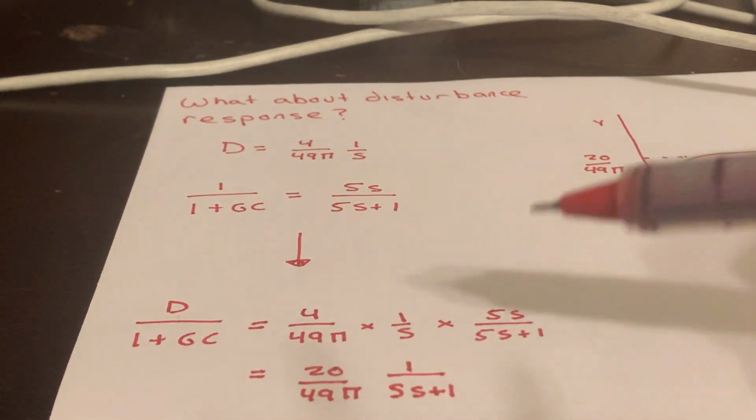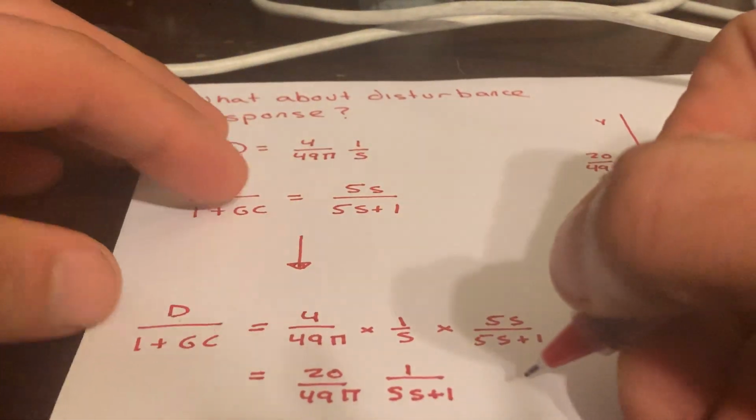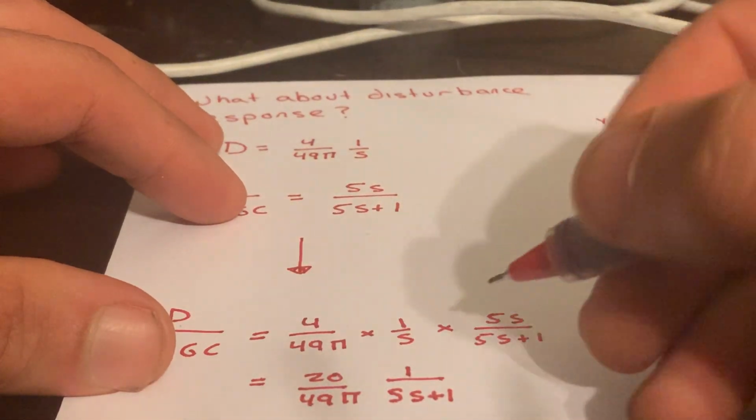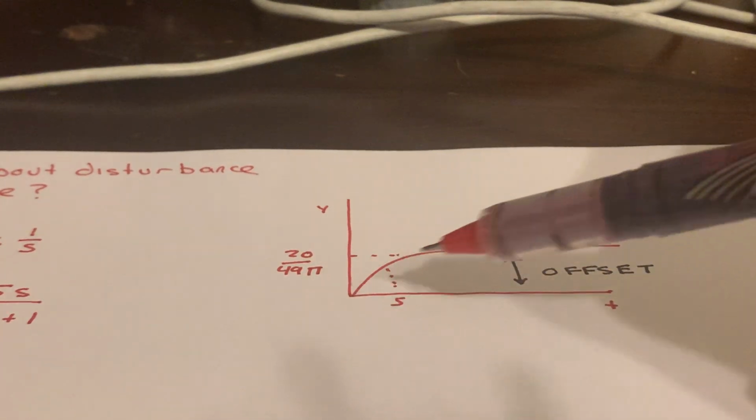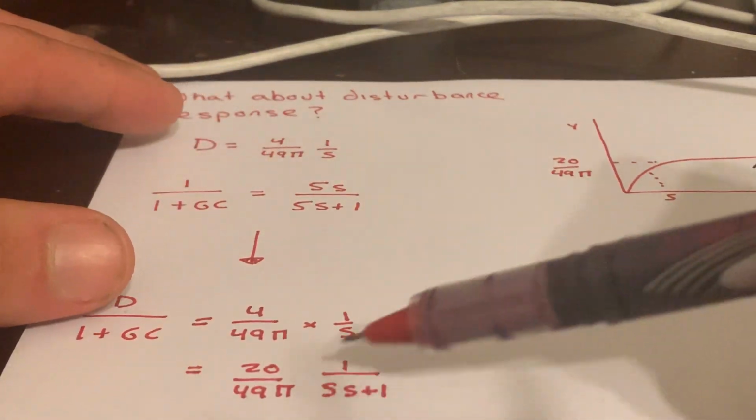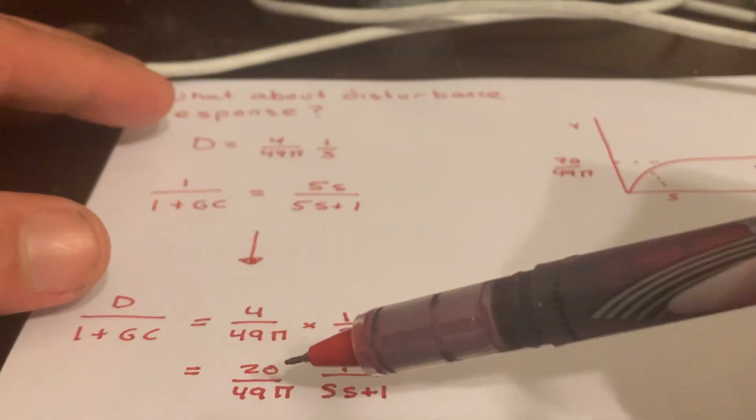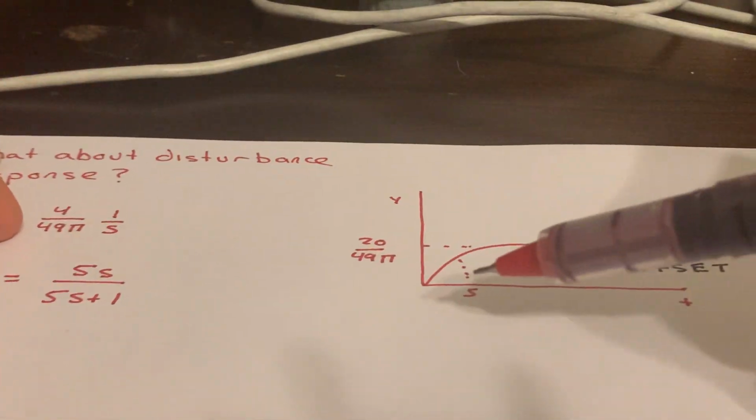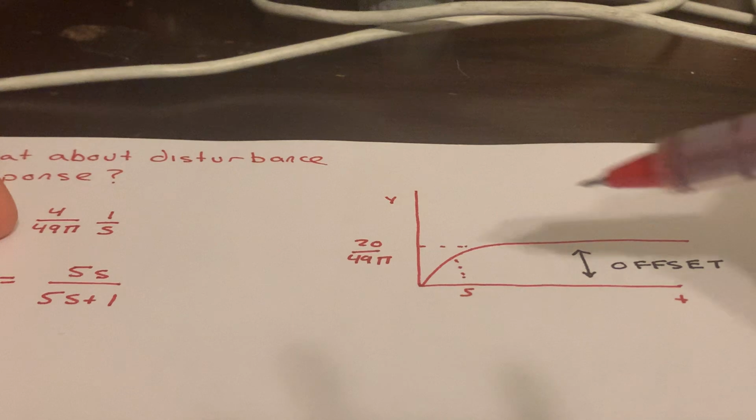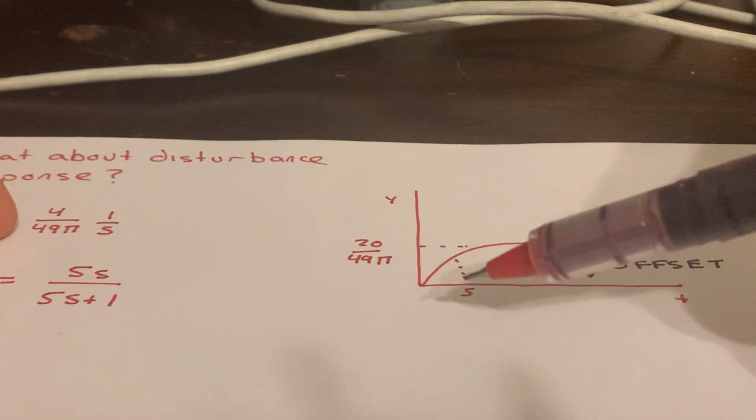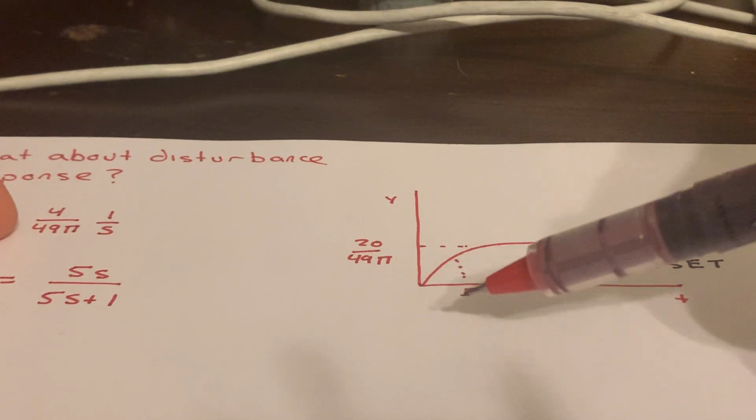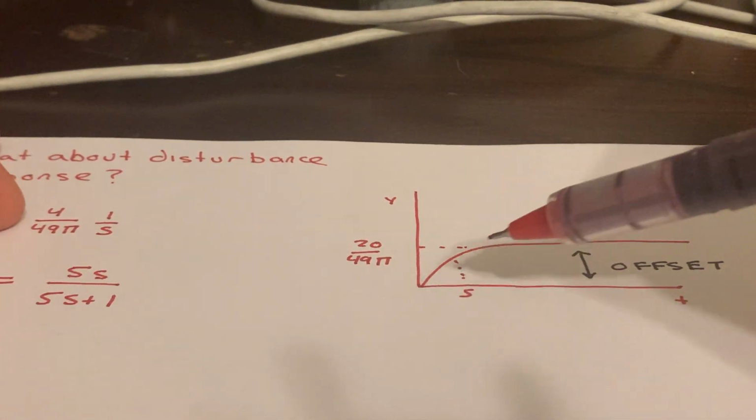And so the key here is that we actually have a gain here. And that means when we do the disturbance response, we're going to have the first order response because this is first order. We have a time constant of 5 and a gain of 20 over 49 pi. And so we're going to have that first order response. The final value is going to be 20 over 49 pi. And then here's kind of our 2/3 response at 5. But the key thing is we're not going to 0.